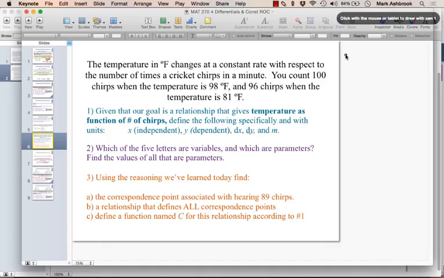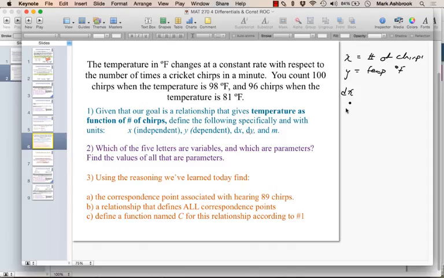What would x be? Number of chirps. What's y? Temperature. Dx? Change in number of chirps. Dy? Change in temperature. How do we find the constant rate of change then? It's going to be dy divided by dx. Do it. Find the value of the constant rate.